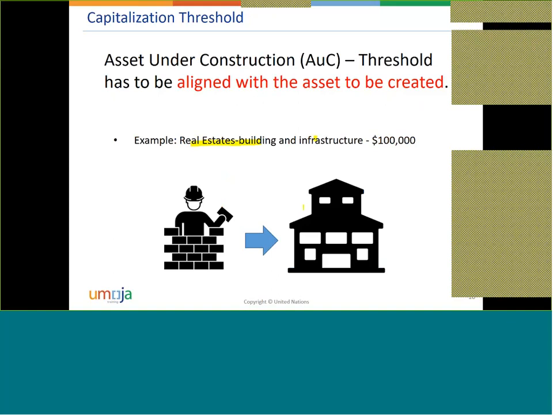But if we are building something different, like, maybe you don't have examples where you are building machines, but if you are building a machine, the machine will have a different capitalization threshold. So it will not be 100,000. If you are building a software, perhaps the capitalization threshold is different, right?